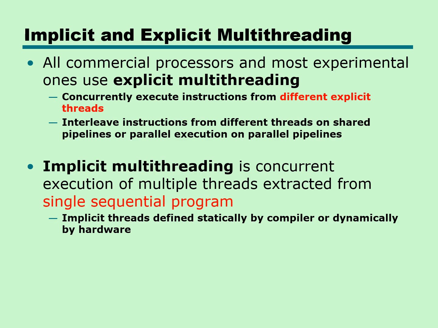So there are two types of multi-threading: explicit multi-threading and implicit multi-threading. In explicit multi-threading, concurrent execution of instructions can happen from different explicit threads. Instructions can be interleaved from different threads on shared pipelines, or executed in parallel on parallel pipelines. So what is implicit multi-threading? Implicit multi-threading is concurrent execution of multiple threads extracted from the same single sequential program. Implicit threads are defined statically by the compiler or dynamically by hardware.